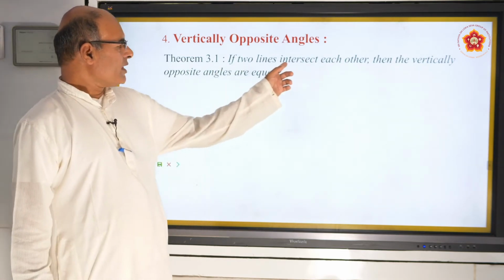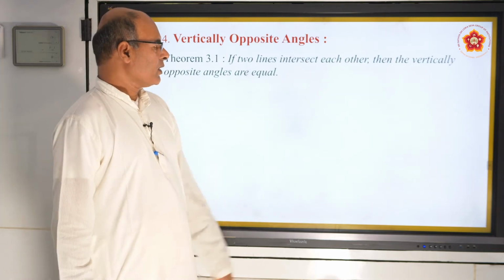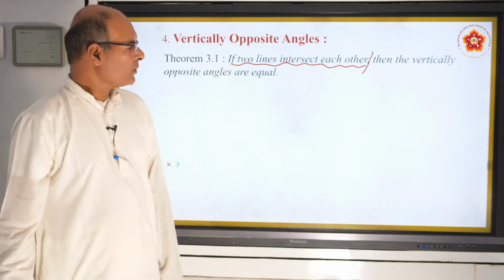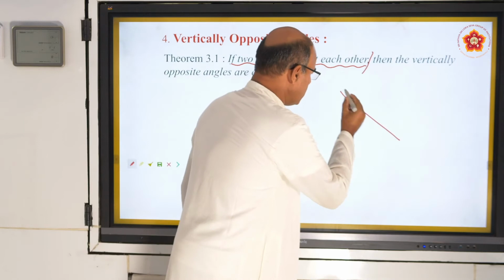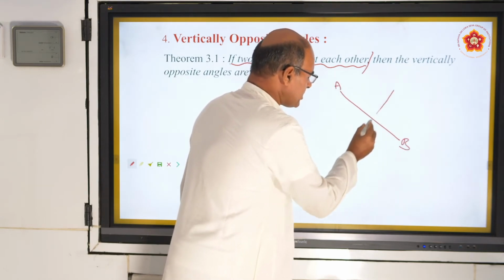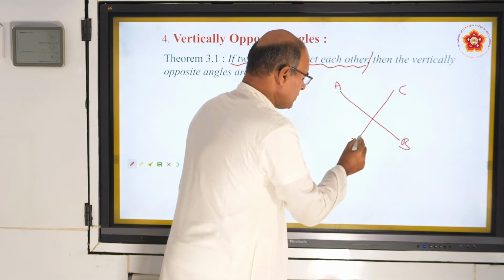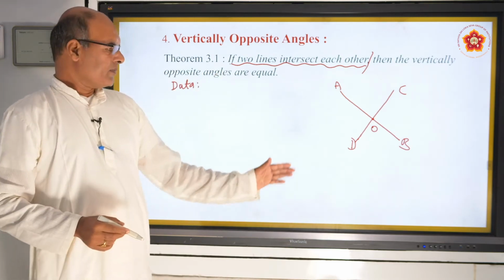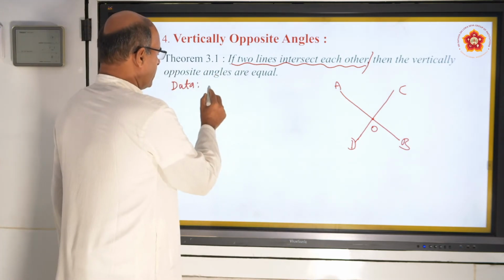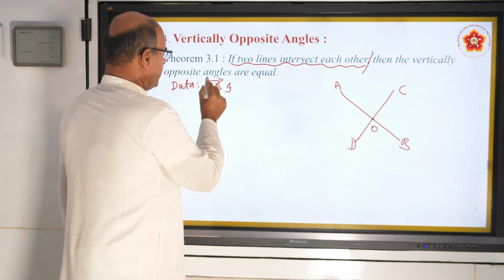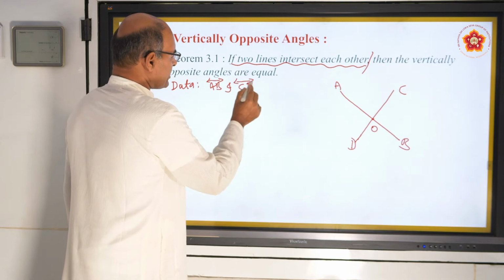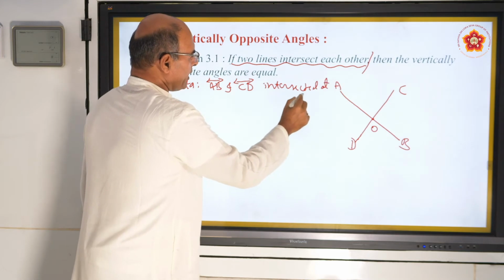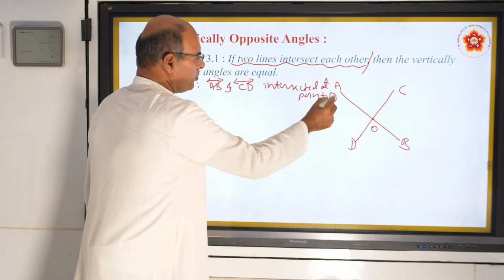Here, if two lines intersect each other, that is the assumption part. For this, we have to draw a diagram: two lines intersecting at a point. So I will draw line AB and line CD. They intersect at a point, call it point O. In that figure, the line AB and the line CD intersect at point O.